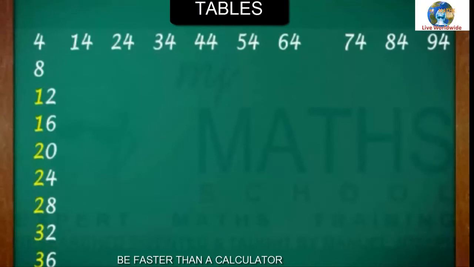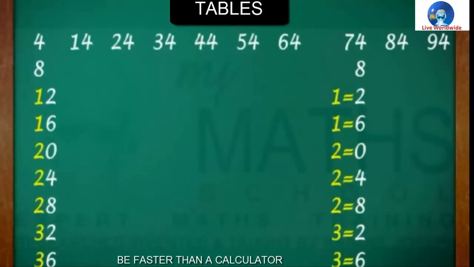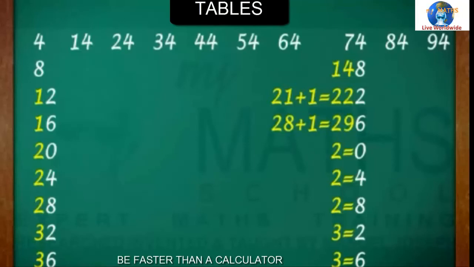Let's say 74. First do a 4 times table: 8, 12, 16, 20, 24, 28, 32, 36. Now you've got to do the 7 times table and just add the carryover numbers. 14. 21 plus 1 is equal to 22. 28 plus 1 is equal to 29. Plus 2 is equal to 37.